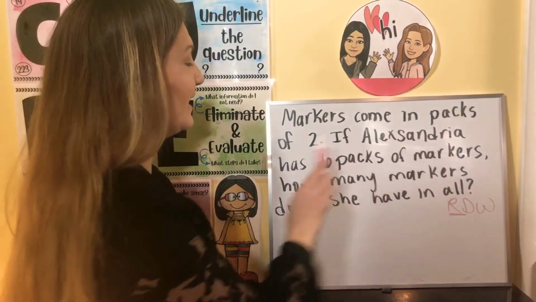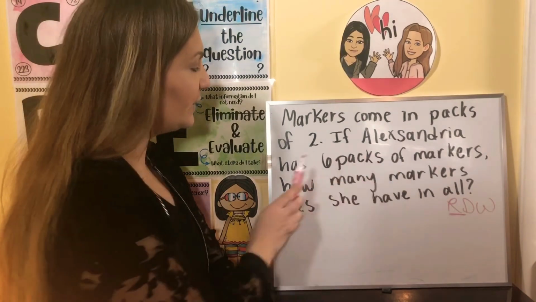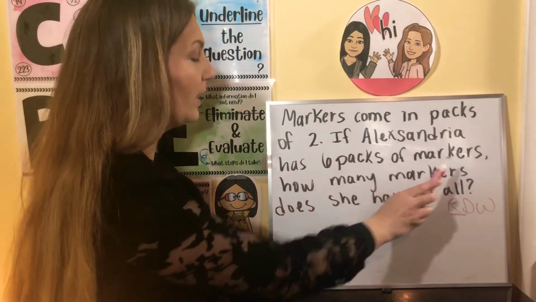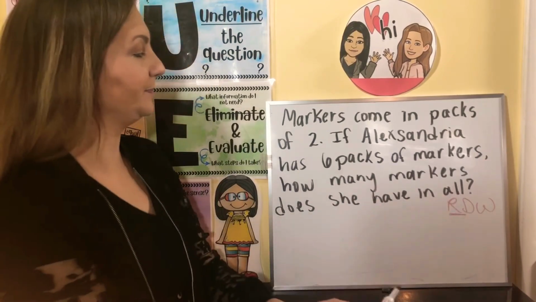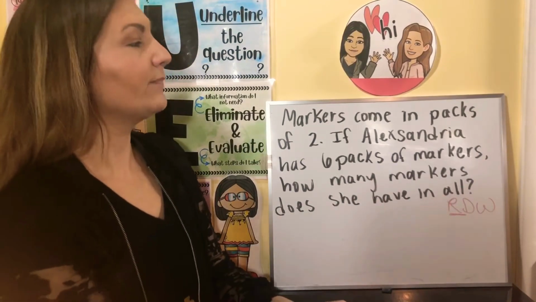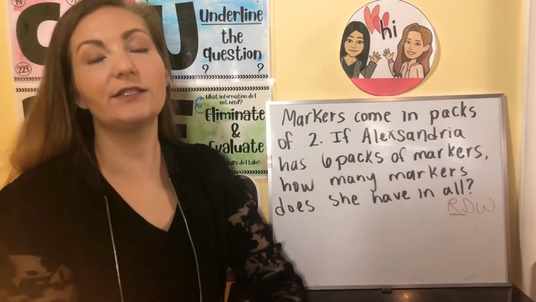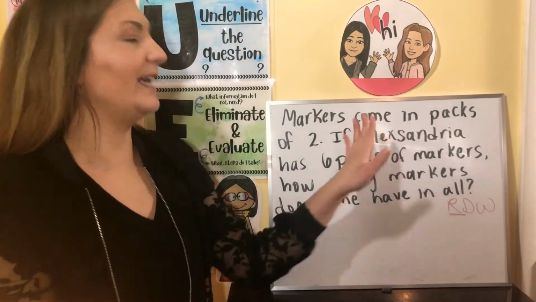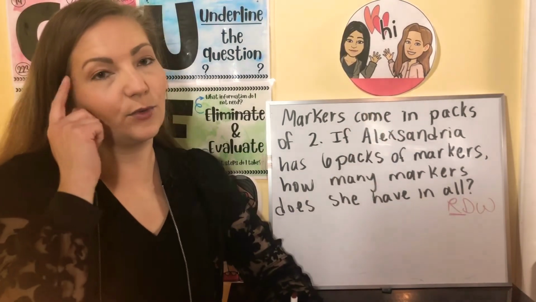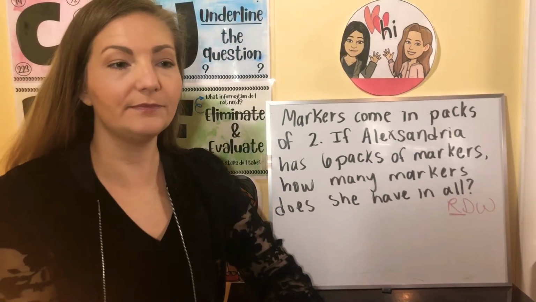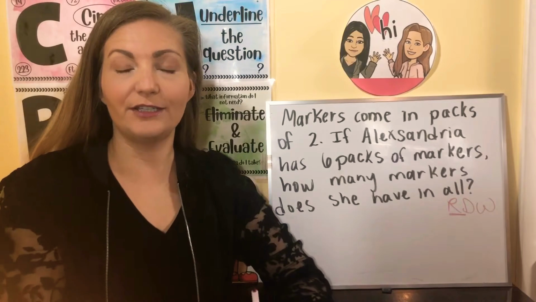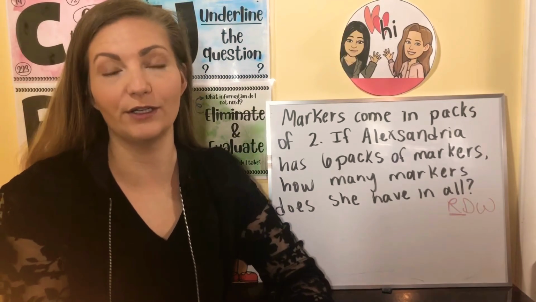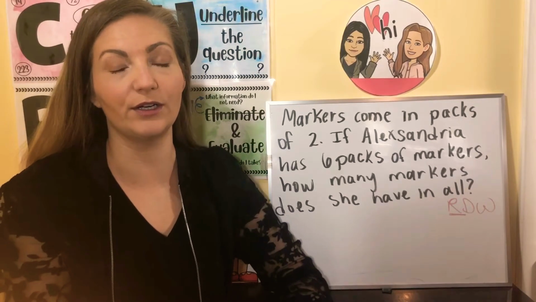Markers come in packs of 2. If Alexandria has 6 packs of markers, how many markers does she have in all? You want to stop and think about what this story is about. Without looking at it, try to say the story again in your brain. I know that the story is about Alexandria and she has different packs of markers and we're trying to find how many markers in all.